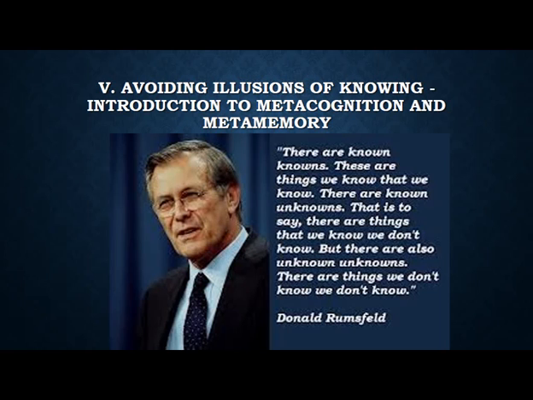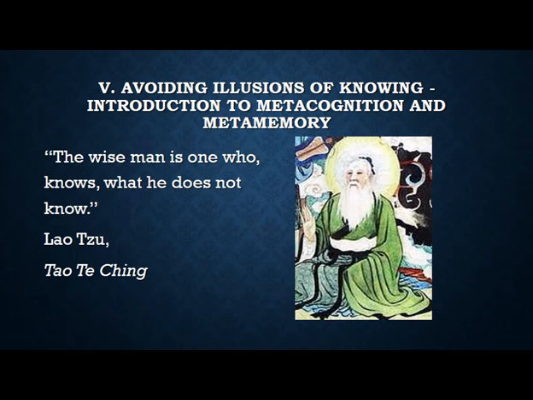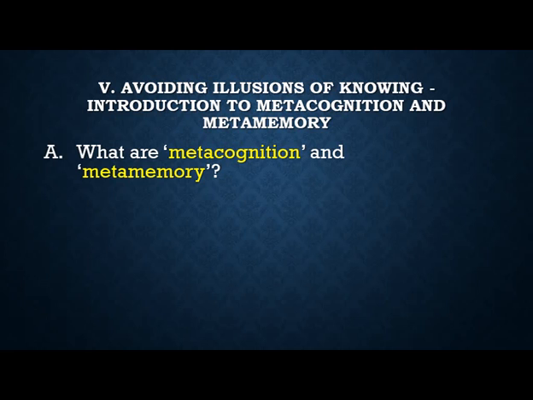Basically, he's saying you have to know what you know, and you have to know what you don't know. So why don't we parse this down to somebody who's a little bit wiser. The wise man is one who knows what he does not know. And that's one of the goals of trying to strategize your learning: you want to figure out what you know and what you don't know, and focus on learning what you don't know. And that's one of the goals of trying to evaluate your own metacognition and metamemory.